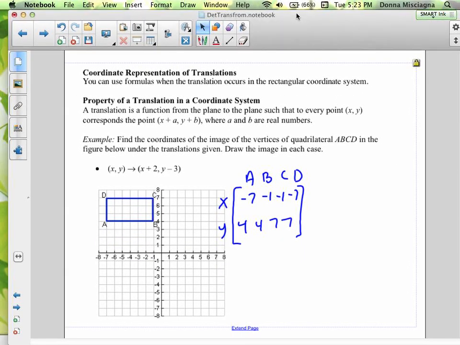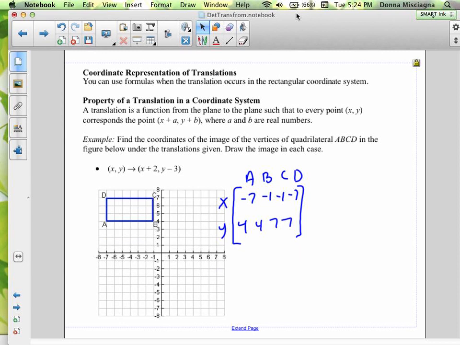Welcome back. So now we're going to be performing some transformations using vectors and matrices and notating them in the correct notation. All right, so coordinate representation of translations. You can use formulas when the translation occurs in the regular coordinate system, and that's our coordinate plane, and that's where we're going to be doing most of our transformations, most of our translations. Sometimes we do them off the coordinate plane.